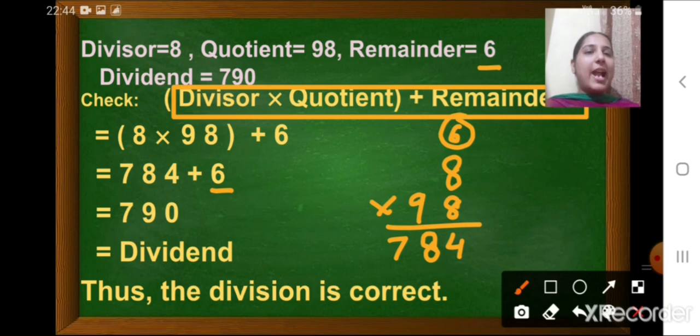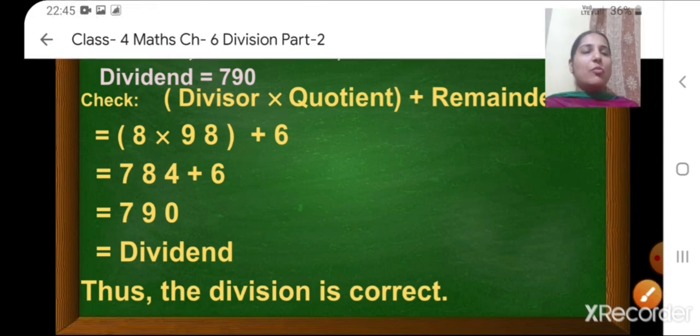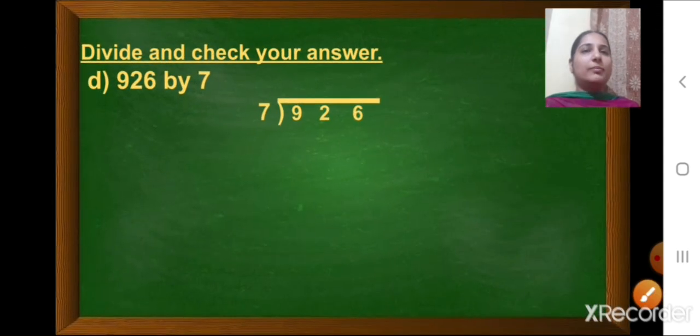So when we add 6 to 4, what do we get? 6 plus 4 is 10, 0, and 1 will be added to it. 8 plus 1 is 9, and 7. So 790. So 790 was our dividend. So the division is correct. Thus the division is correct. Got it, children? Now let's move to the next question.